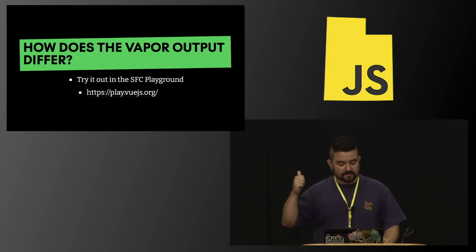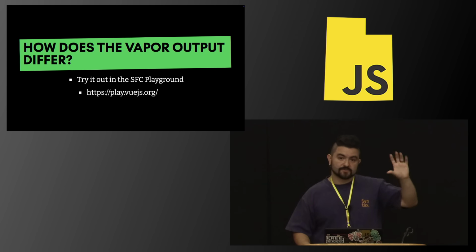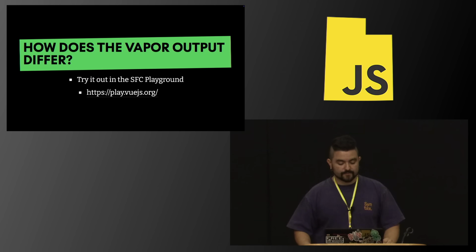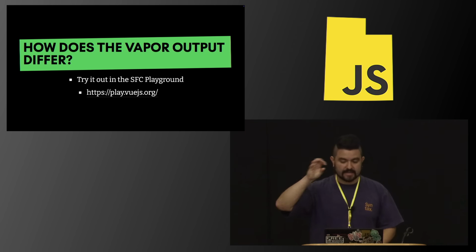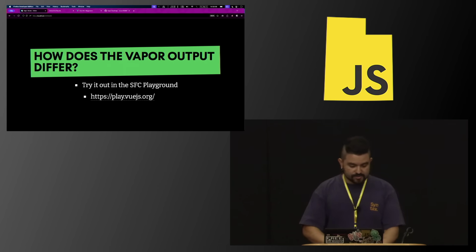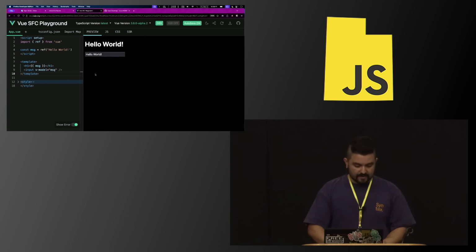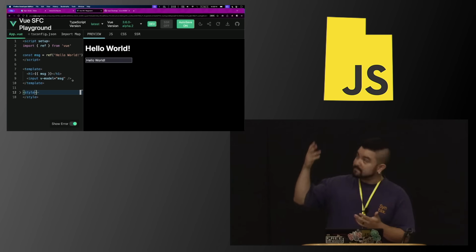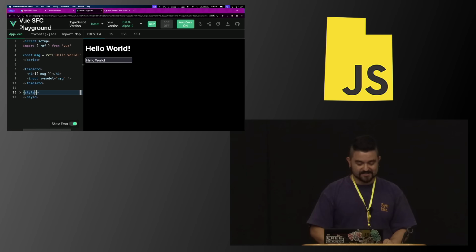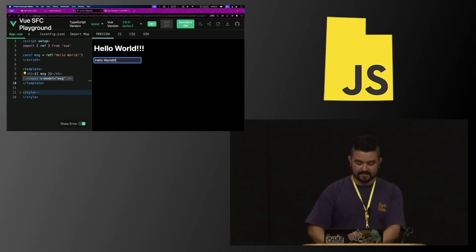So this playground, play.vuejs.org, allows you to put in some Vue single file components, and you can actually look at the compiled output. So I have an example here. Basically this hello world that I was showing you. So we have a ref that holds on to the state. We bind the message there, and then whenever we type into the input, that should update the state. Okay, so that's our component.